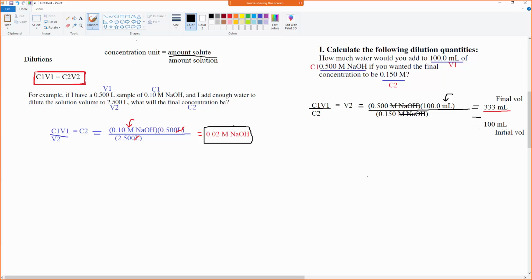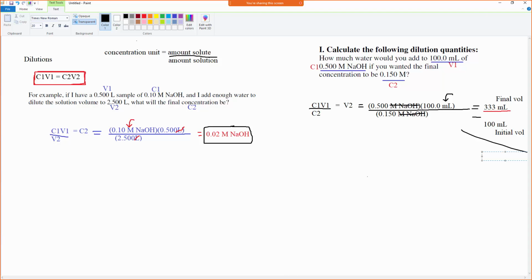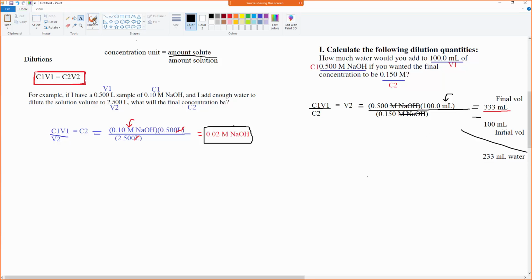Sarah has it right. You just subtract one from the other, and 333 minus 100 gives me 233 milliliters of water. That's what you have to add to the 100 milliliters so that your final volume will be 333 milliliters, which gives you a final concentration of 0.150 molar. Does that make sense?